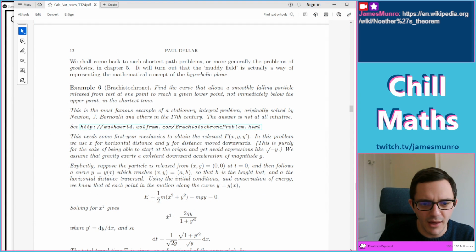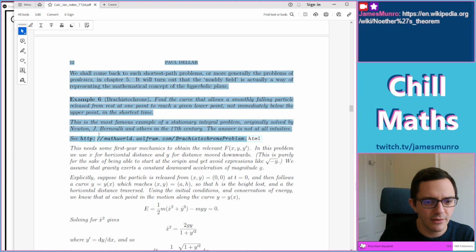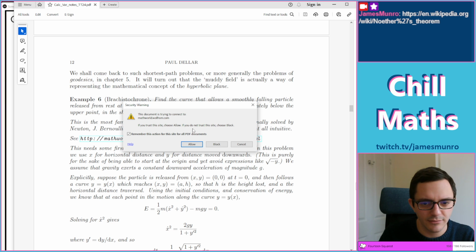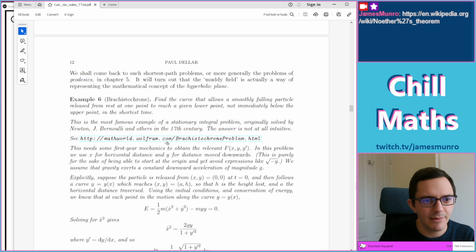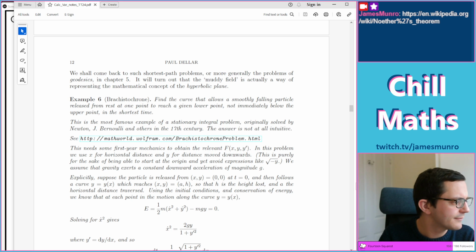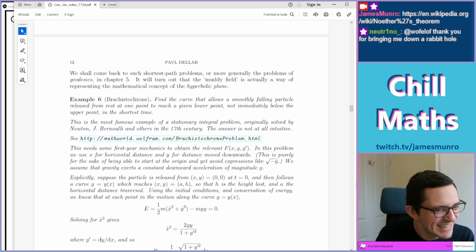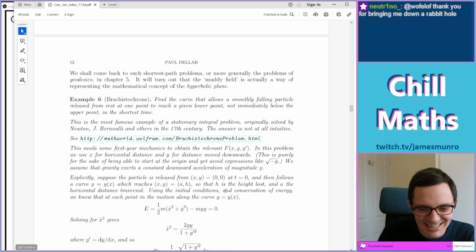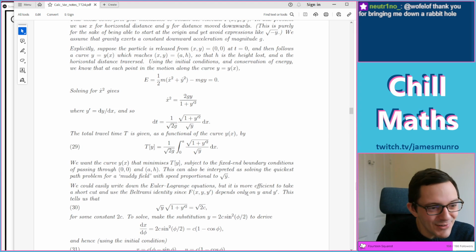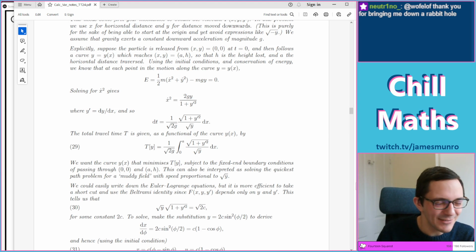Okay. This wants me to look at the Brachistochrone problem on MathWorld. So we can have a go at that. Click. I think I'll allow it. But this is just a MathWorld page about the Brachistochrone problem, which also doesn't have any images. Why are there no images? Or like a YouTube link or something to be like, I'm gonna watch this.